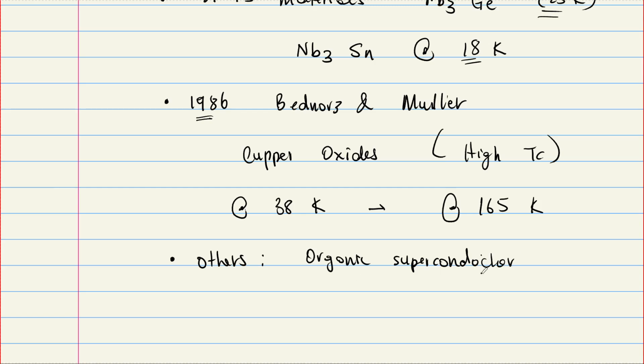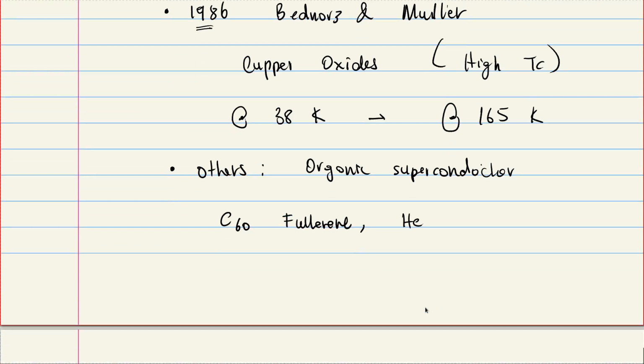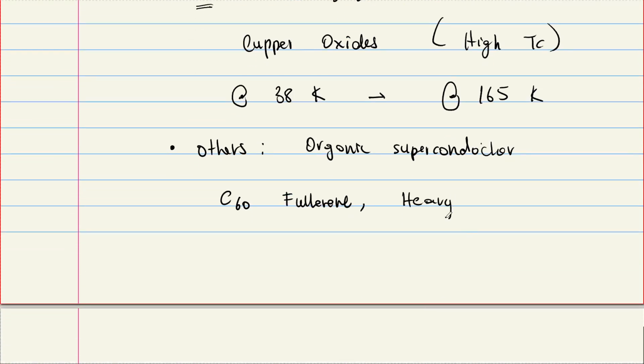So these are like polymers, which chemists know very well how to produce. You take a piece of plastic almost, you cool it down, and they are superconductors. And the so-called buckyball C60, I think this is called fullerene, is also a superconductor.